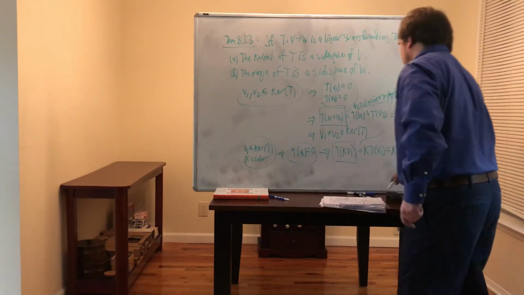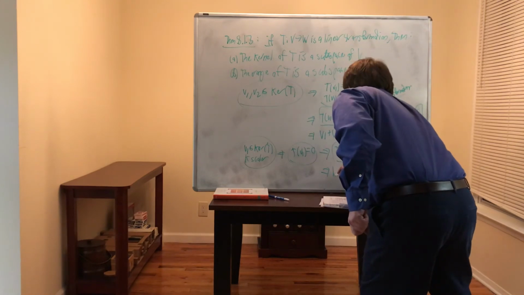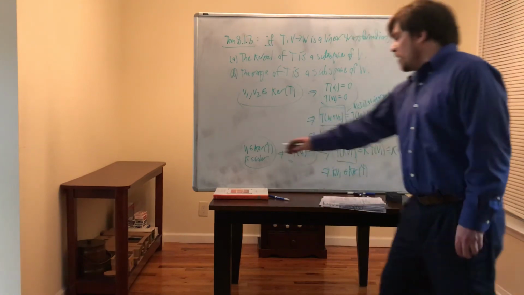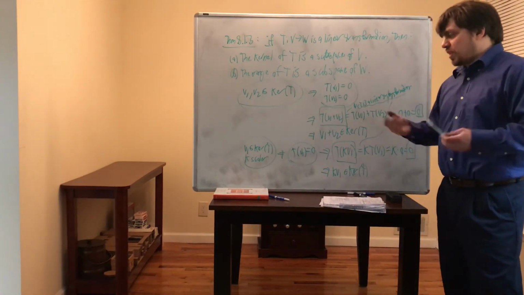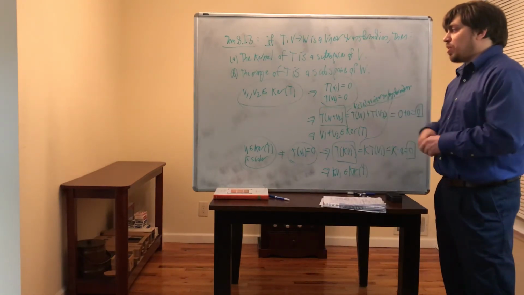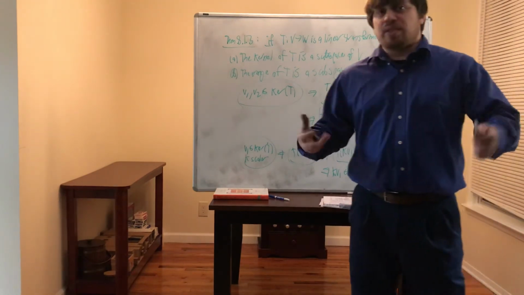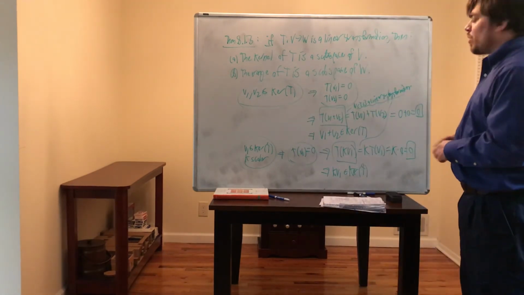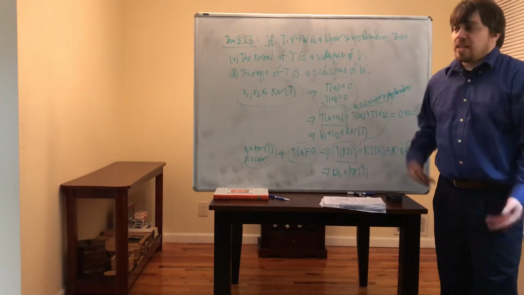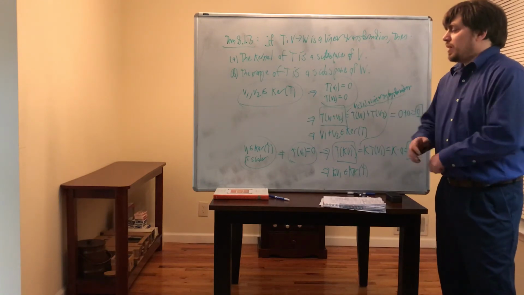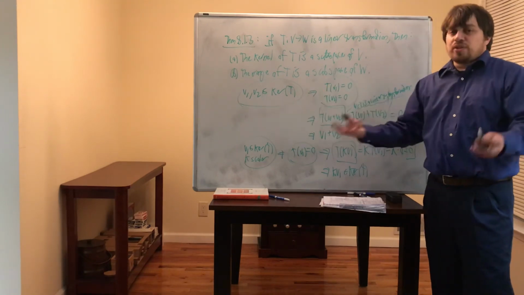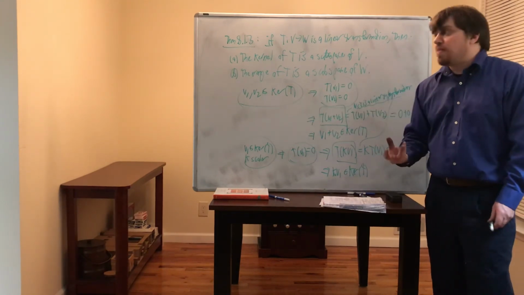So I just showed that T of KV1 is equal to 0, and that implies that KV1 is in the kernel of T. And so assuming that V1 is in the kernel of T and K is a scalar, then K times V1 is in the kernel of T. And so this is the homogeneity property of a linear transformation. Oh, sorry, not linear transformation. I showed that the kernel of T is closed under addition and scalar multiplication. And so the kernel of T is a subspace of V.